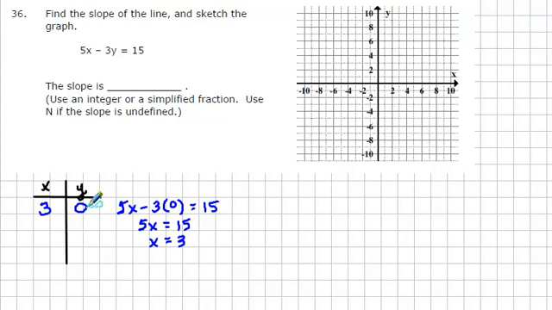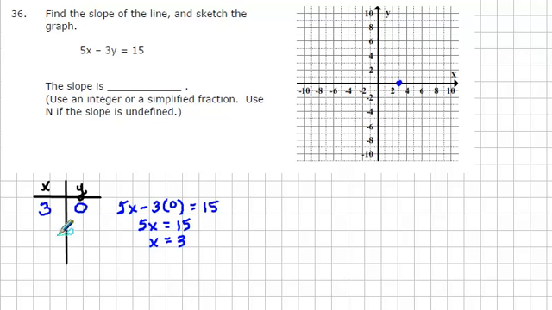So when we set y equal to 0, we find that x is equal to 3. That tells us that our x-intercept is 3, 0. So we go ahead and plot the point 3, 0. That's the x-intercept of the graph.